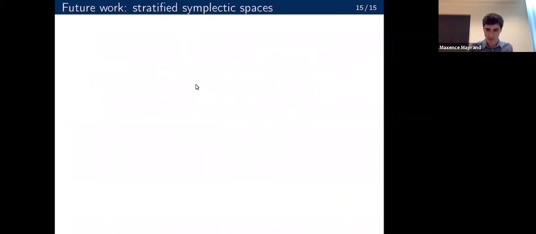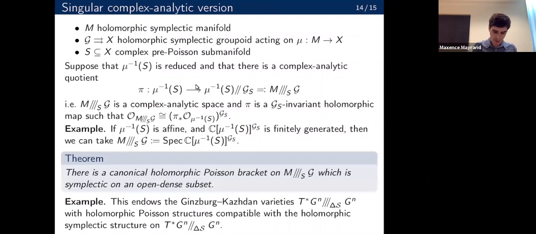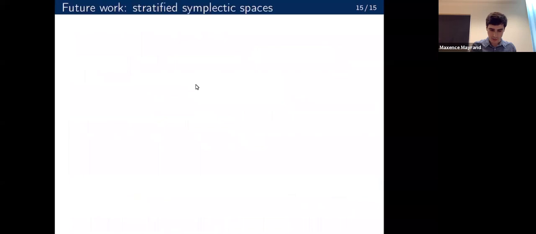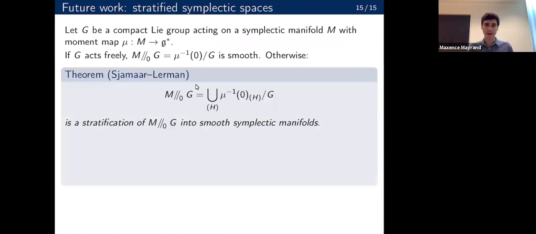And finally, I will just briefly mention the future work which we just recently started. What I thought would be interesting to mention is the stratified version, because in this theorem here, we have a holomorphic symplectic structure on an open dense subset, but we would like to have a complete stratification of this space into holomorphic symplectic manifolds, such that the symplectic structures are all obtained from these Poisson structures. So this is already known for the case of symplectic reduction in the usual sense. If G acts freely on a symplectic manifold with a moment map, then this is a smooth symplectic manifold. But in general, Sjamaar and Lerman famously showed that you get a decomposition of the space into smooth symplectic manifolds, which fit together very nicely in the sense that they form a stratification of the symplectic reduction.